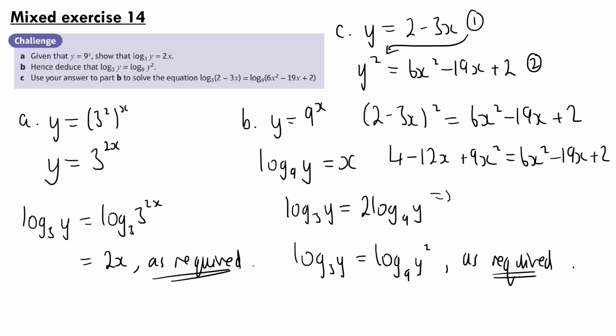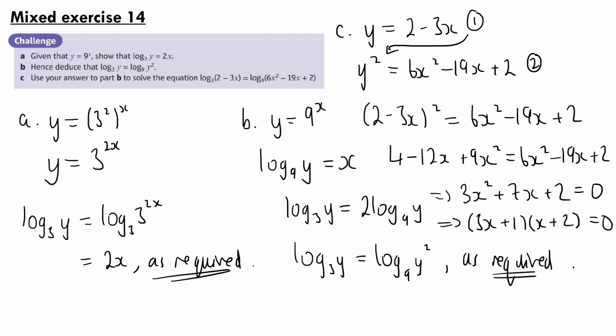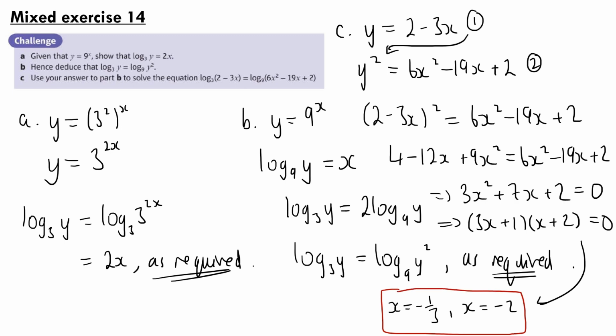And moving all the terms to the left-hand side, we have 3x squared plus 7x plus 2 is equal to 0. And if we factorize here, we're going to have 3x plus 1 and x plus 2 is equal to 0. So our two solutions are x equals minus a third and x equals minus 2. And finally, we just have to check that our solutions actually do work in the first equation, because remember we can't take logs of a negative number. So if we plug in x equals minus a third into 2 minus 3x and 6x squared minus 19x plus 2, then it's all positive, so we're fine. And doing the same for x equals minus 2, they're all positive again. So these are both valid solutions to our original equation.